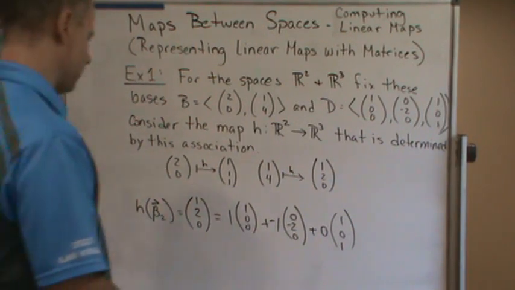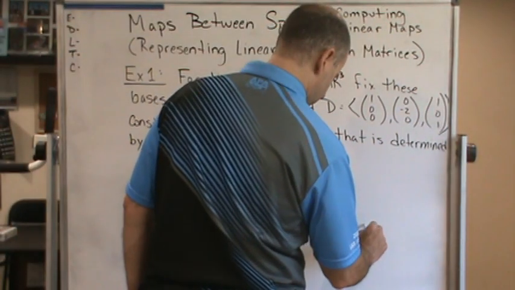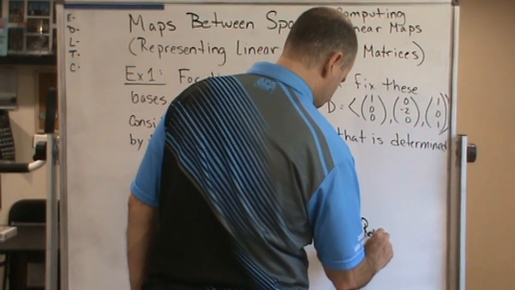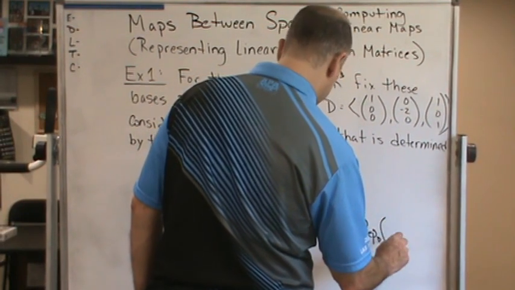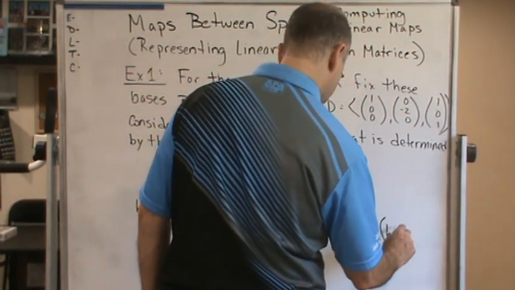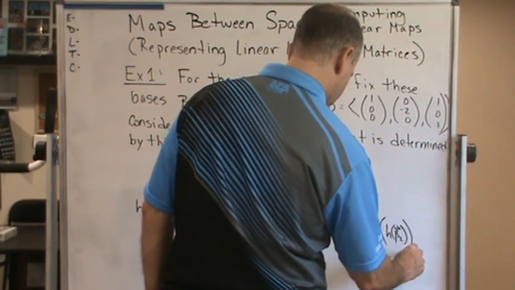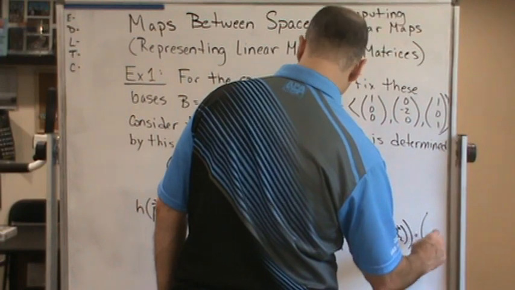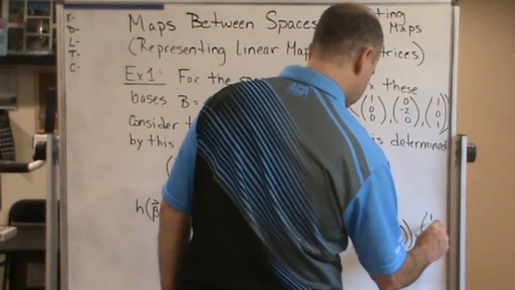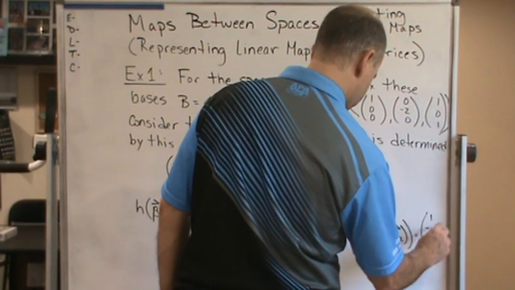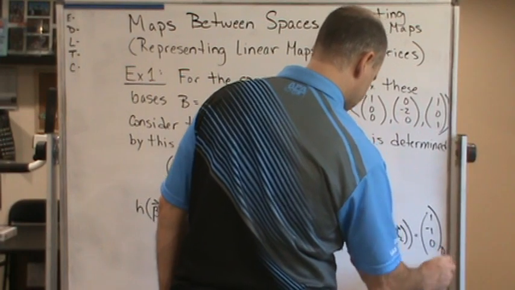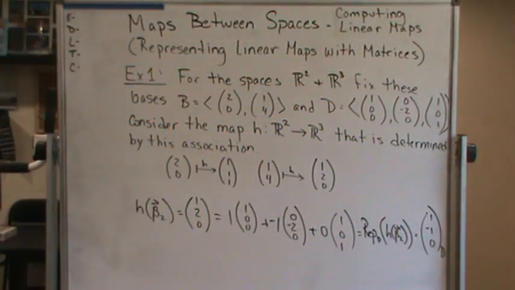So that means the representation with respect to D of H of beta sub 2 is equal to what? 1, negative 1, 0 with respect to D. So those are the coefficient vector, right?